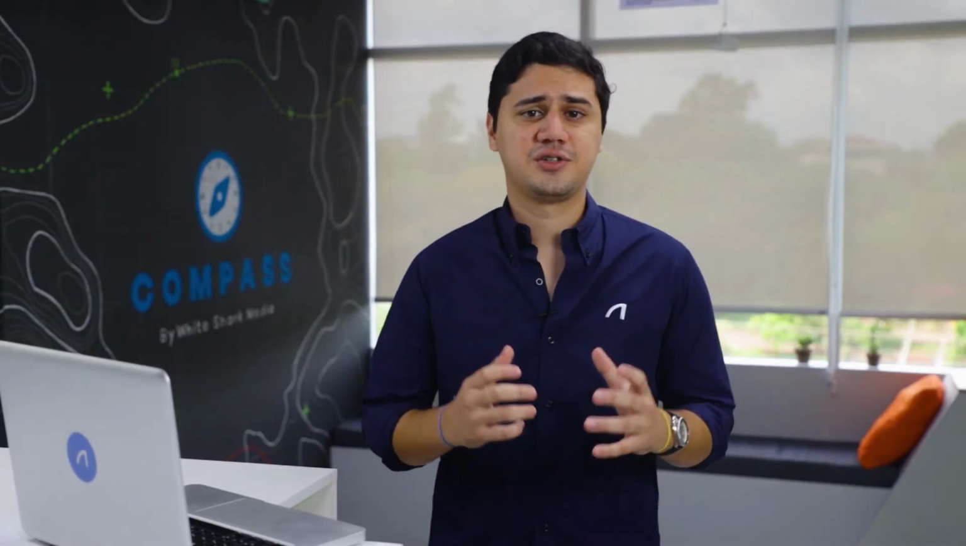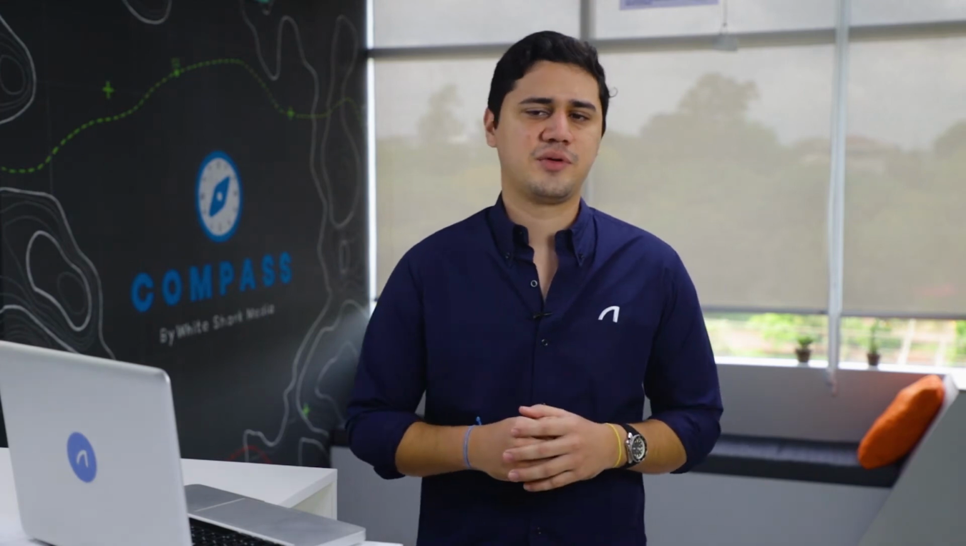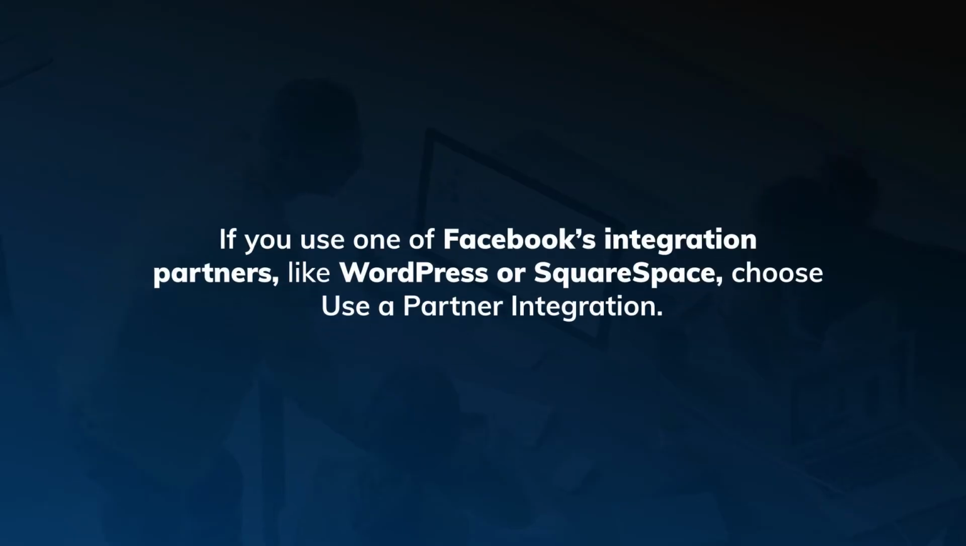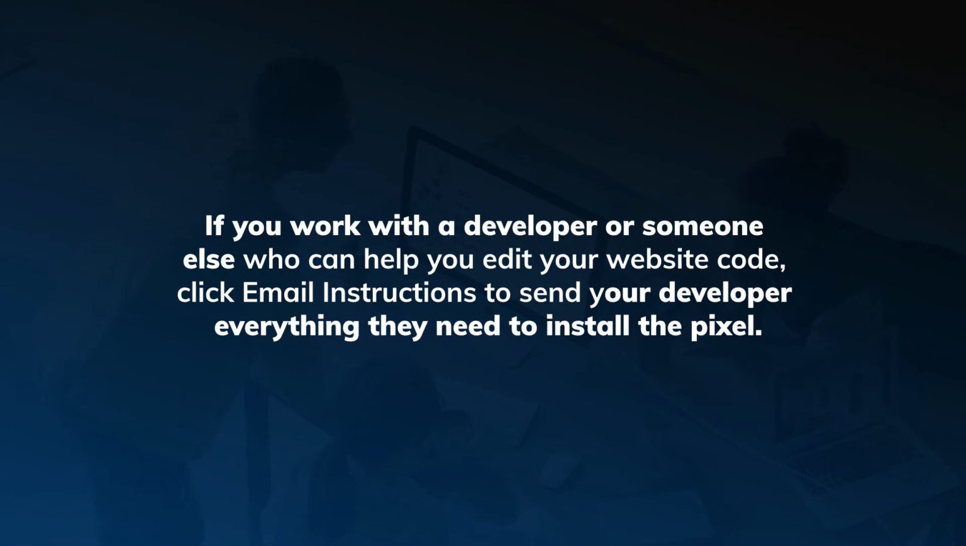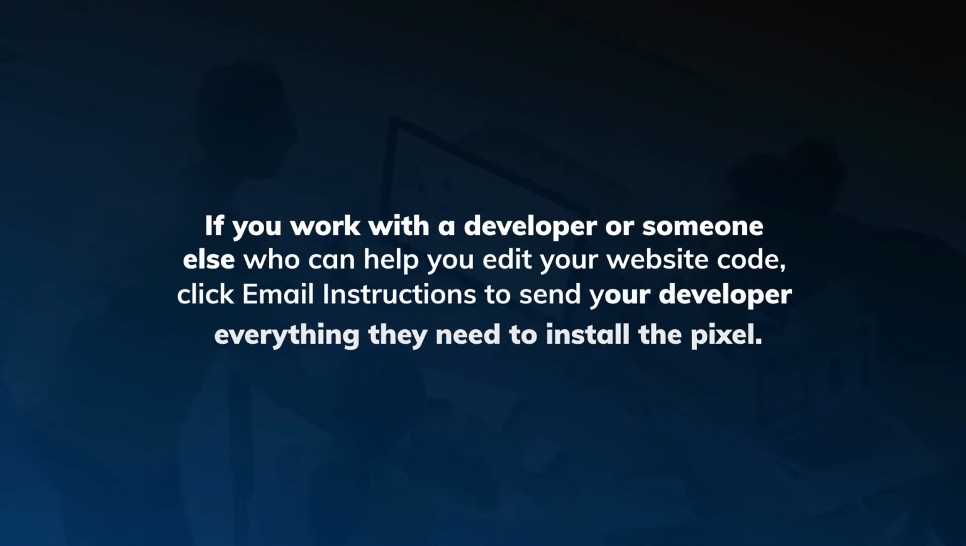There are a few ways to do this depending on what website platform you use. If you use one of Facebook's integration partners like WordPress or Squarespace, choose Use a Partner Integration. If you work with a developer or someone else who can help edit your website code, click Email Instructions to send your developer everything they need to install the Pixel.